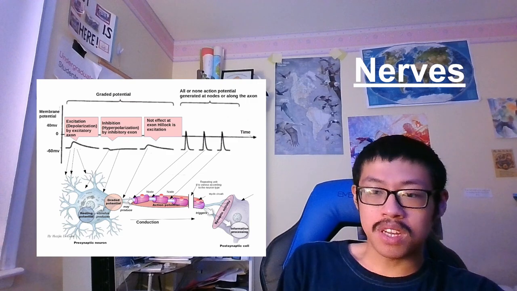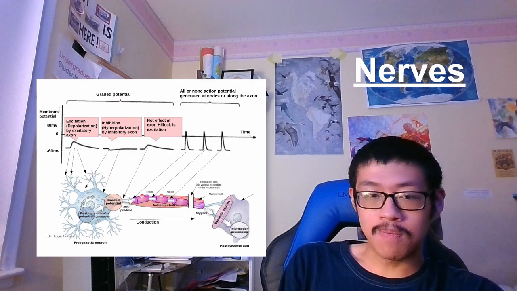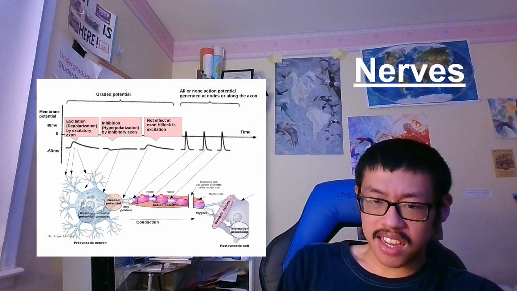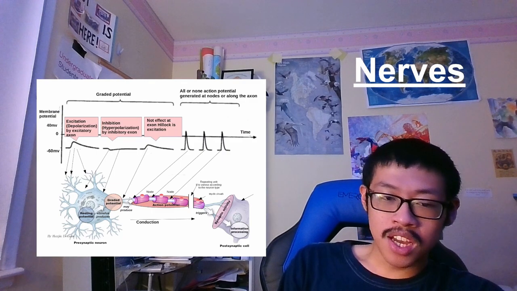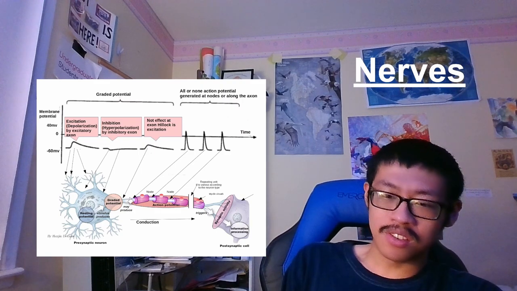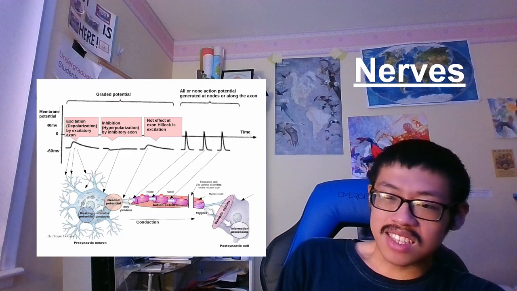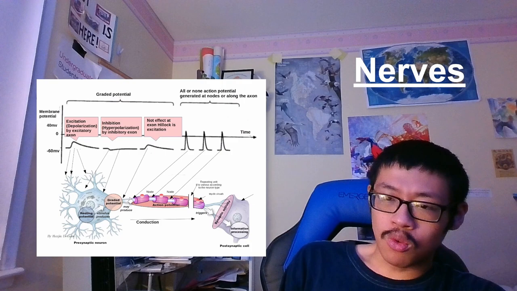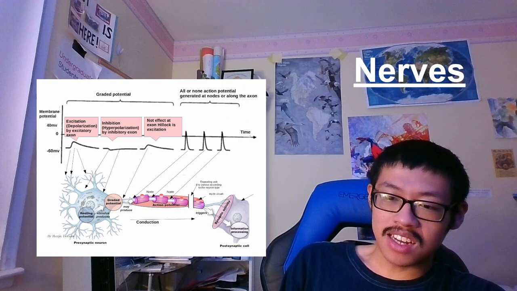And this sped up conduction is called saltatory conduction. At the end of the axon, the signal then gets relayed onto the next nerve cell at a junction called the synapse, where a chemical called a neurotransmitter is released. So this is where you've probably heard of neurotransmitters. The type and amount of the neurotransmitter that is released will determine what kind of signal gets propagated onto the next nerve cell.